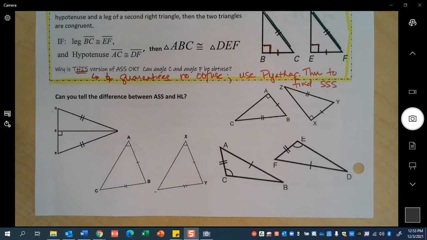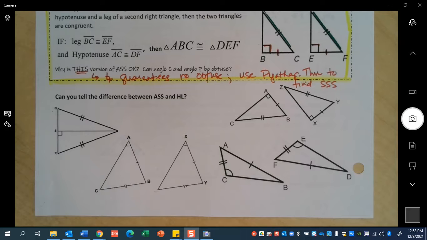So with your partners, please take a look at these 4 sets of triangles. And I'd like you to identify which ones are hypotenuse leg. We're like, yeah, we could prove these are congruent. I'm good with that. Or no, these ones break the rules.